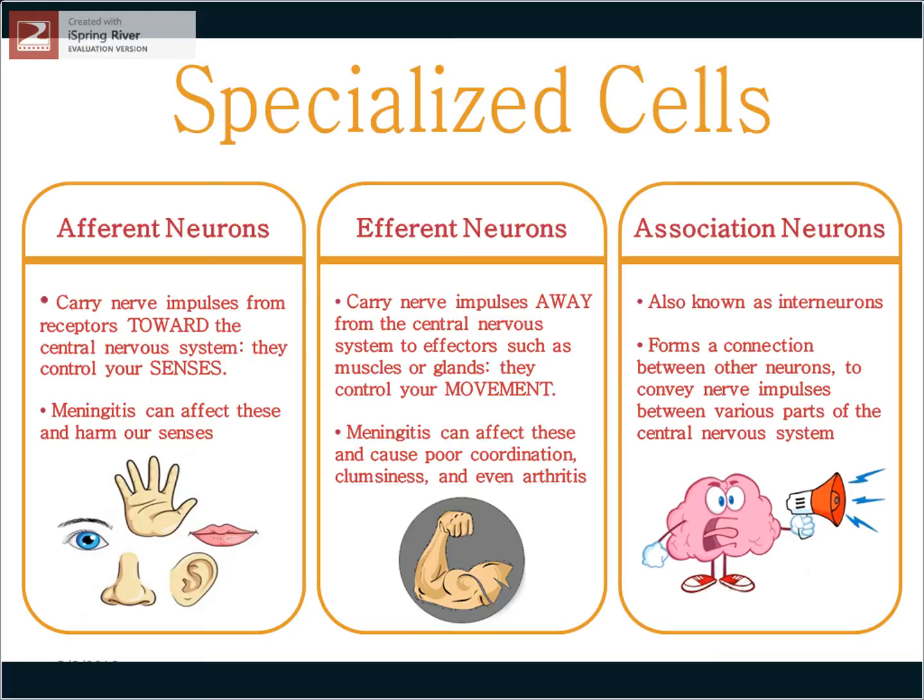The third and final specialized cell is an association neuron, or interneuron. These form connections between other neurons to convey nerve impulses between various parts of the central nervous system. Meningitis affecting these neurons can cause poor communication throughout the body.